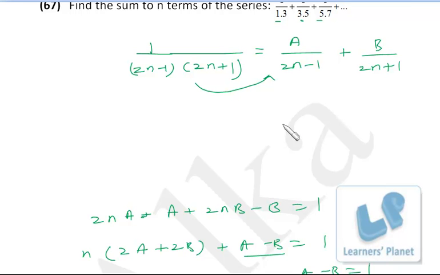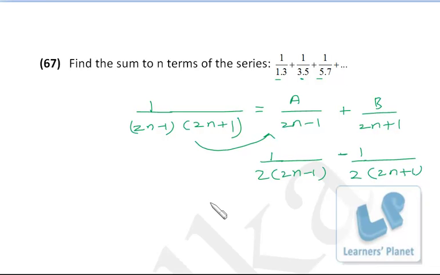So a is 1 upon 2, 2n minus 1, and b is minus 1 upon 2, 2n plus 1. So this expression can be written as this expression. Okay, now it is easy for us to solve this sort of problems. So just see carefully.